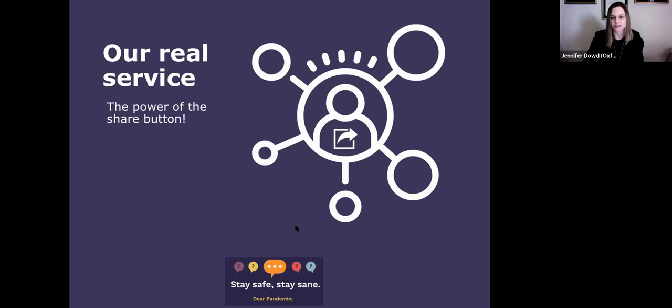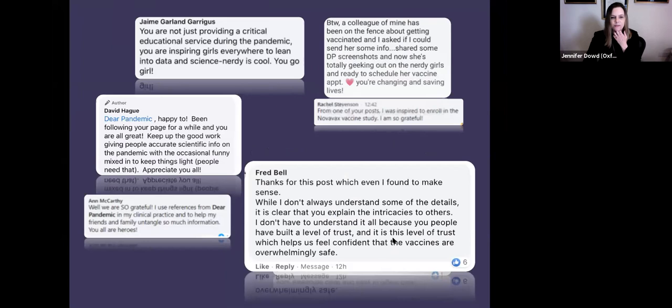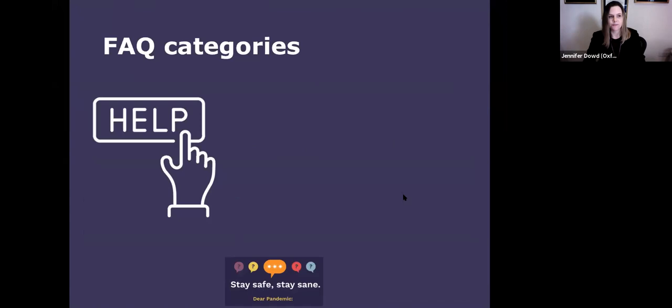And I just wanted to highlight one of these quotes here from Fred that I think brings home that point. I think this was a post about vaccines where we did get a little bit technical, but Fred wrote, "While I don't always understand some of the details, I don't have to understand it all because you people have built a level of trust. And it is this level of trust which helps us feel confident that the vaccines are overwhelmingly safe." And that just meant the world to us because we have been doing this day in, day out, and we realized that it was an ongoing relationship. What we did in those early months really built up this level of trust that allowed us to communicate about the vaccines.